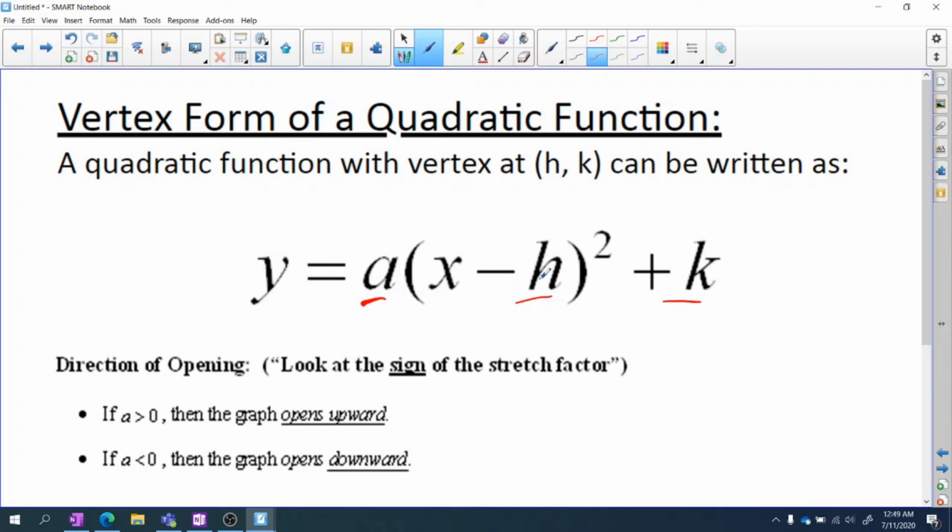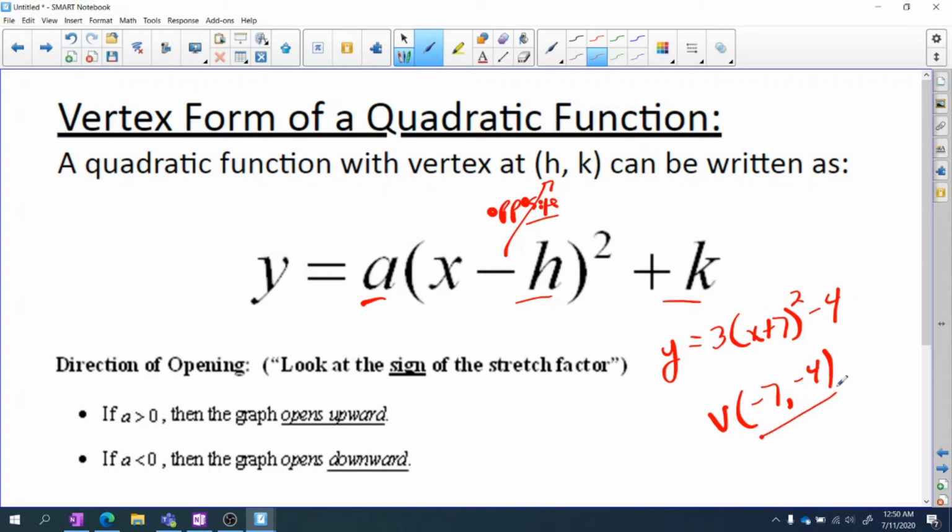So notice here, if it's a -H, the vertex is +H. So it's always the opposite for that one. This one will stay the same. So K, it's plus K, it's plus K. So for example, if I have y equals 3(x plus 7) squared minus 4, my vertex is opposite, same. There's your vertex. So it's really important that you can identify the vertex of your quadratic. So once it's in this form, it has to model this pattern, then it's going to be easy for us to pick out the vertex.